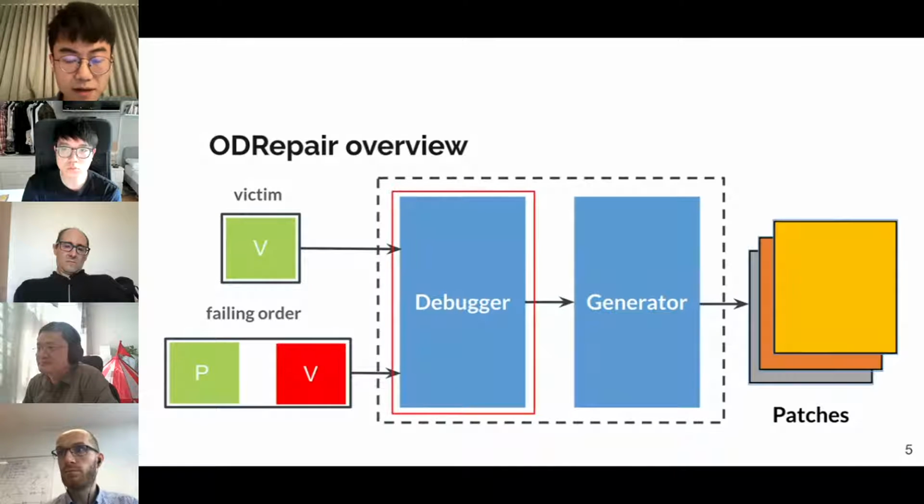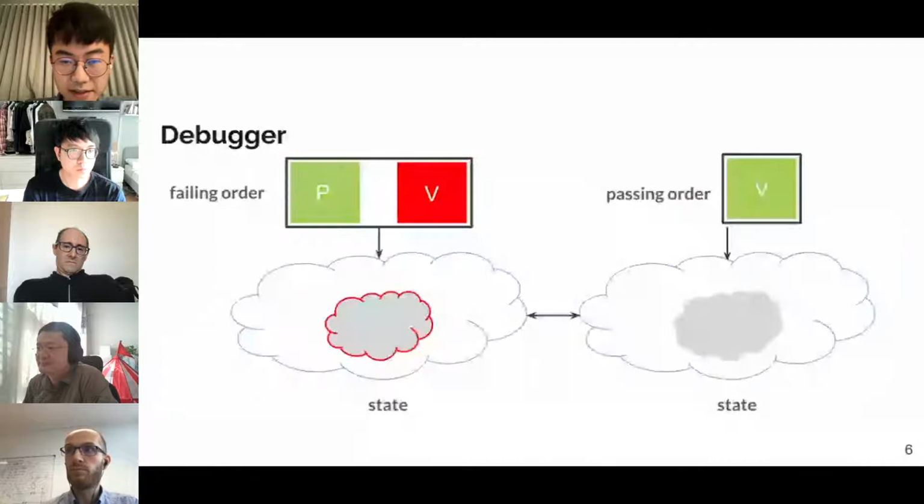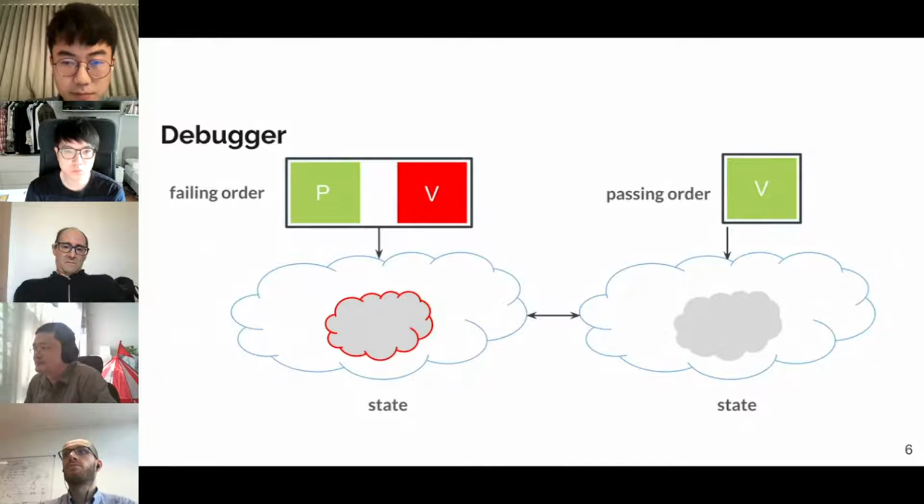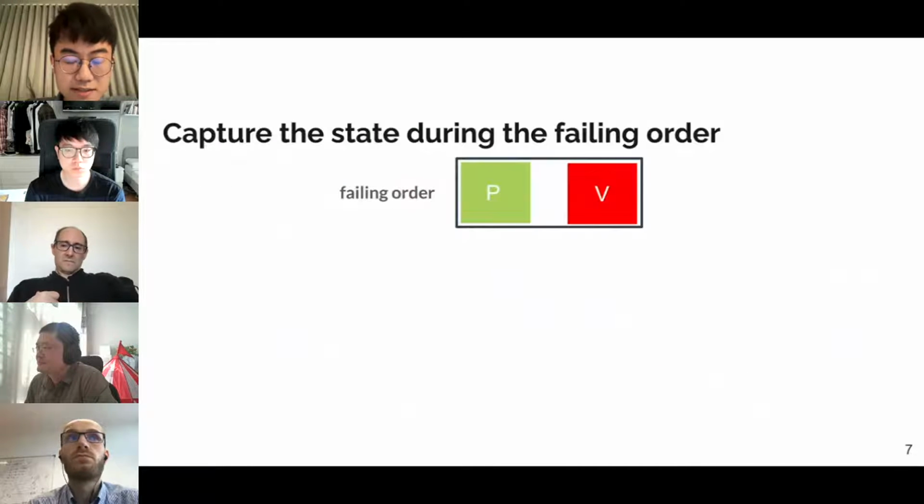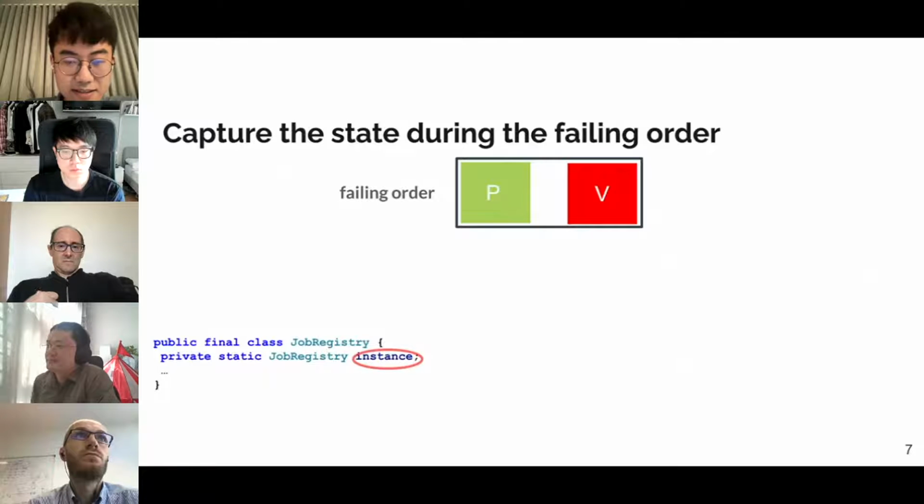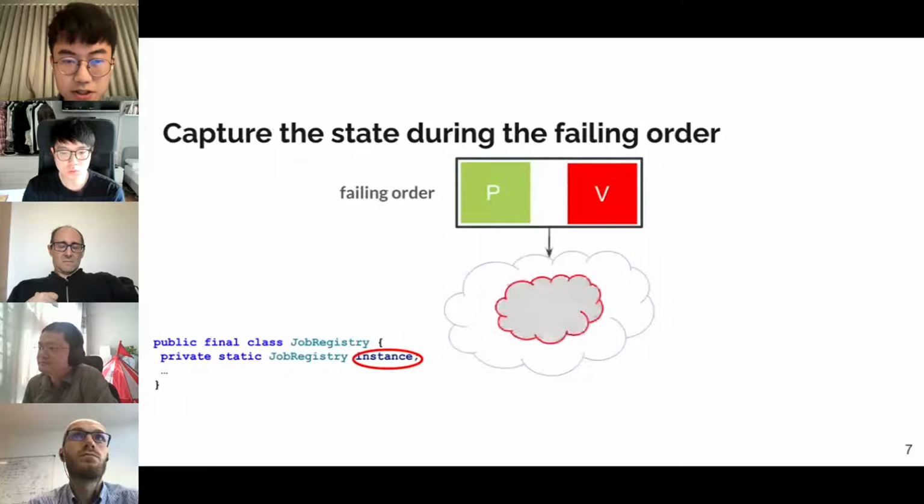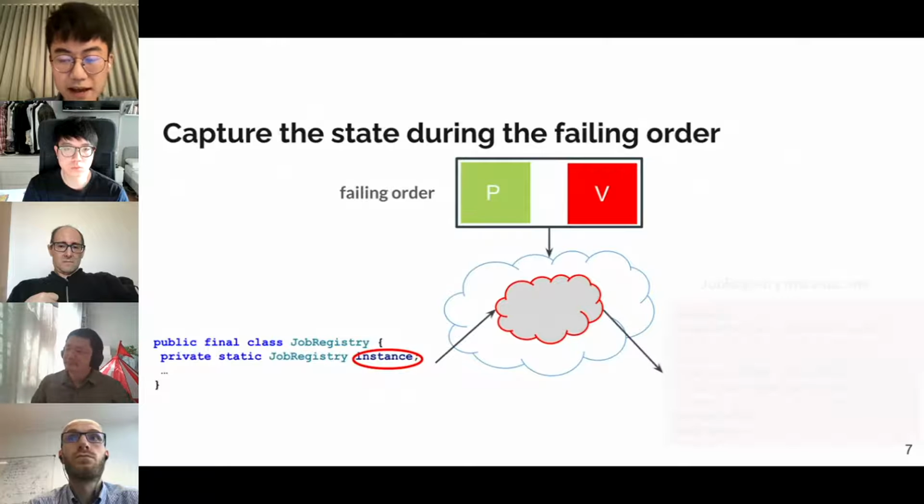We first talk about the debugger. The high-level idea of the debugger is to find the polluted static field. What we do is to capture the state before the victim in both the passing order and the failing order, and then find the polluted static field. When capturing the state during the failing order, we load all the static fields in the loaded classes after running the polluter and before running the victim in the failing order, and then serialize them into an XML file for later use.